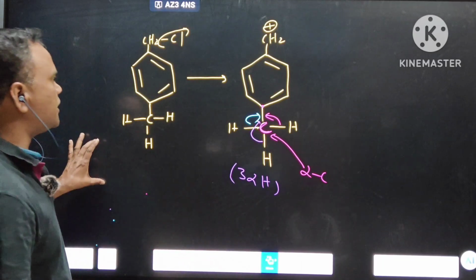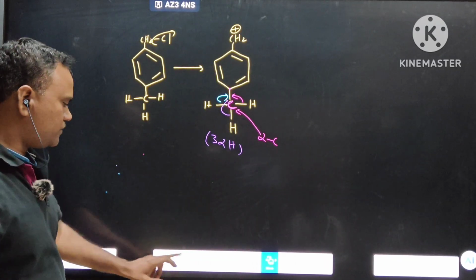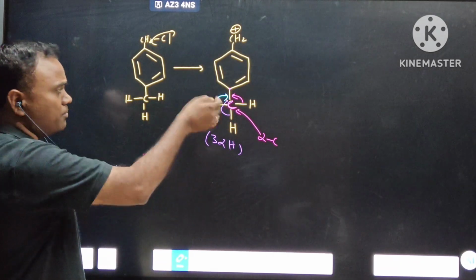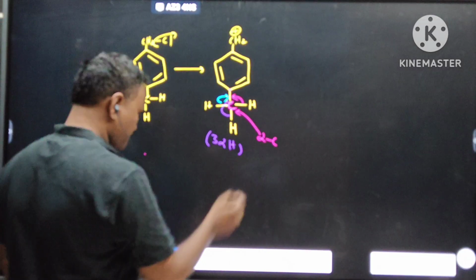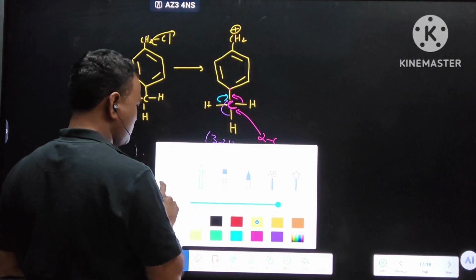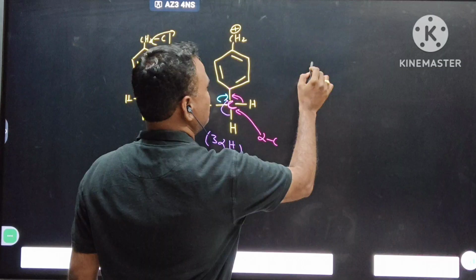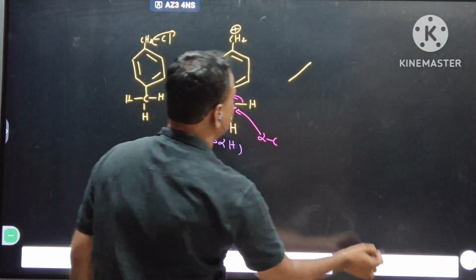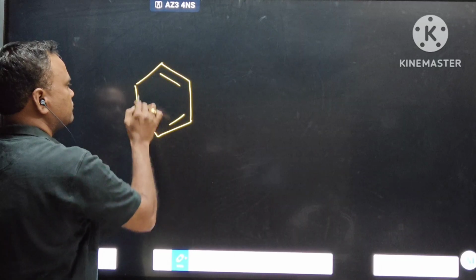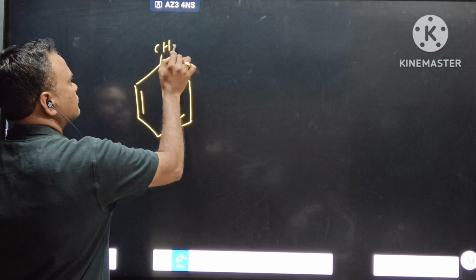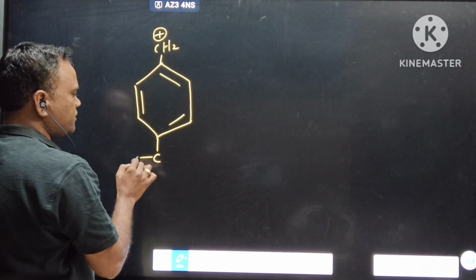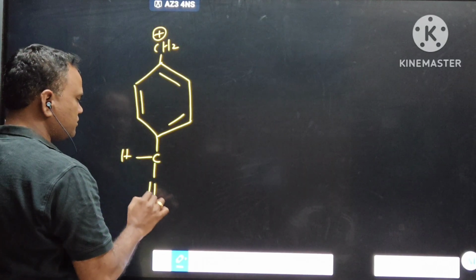Let us analyze the second one. Why is the second one unstable? The second one forms an unstable carbocation compared to this. What is the second one? Take next page. CH2, right? The second one is CH2. Can I write like this?